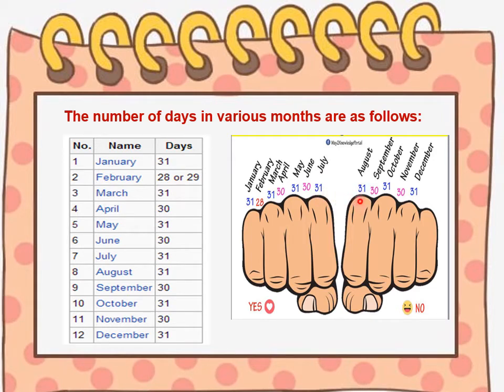So we will start with the upper part, that is August, 31 days. Then the down part, after August, September, that is 30 days. Then the upper part after September, that is October, 31 days. Then down, November, 30 days. Then the upper part, December, 31 days. This way we have to count days.